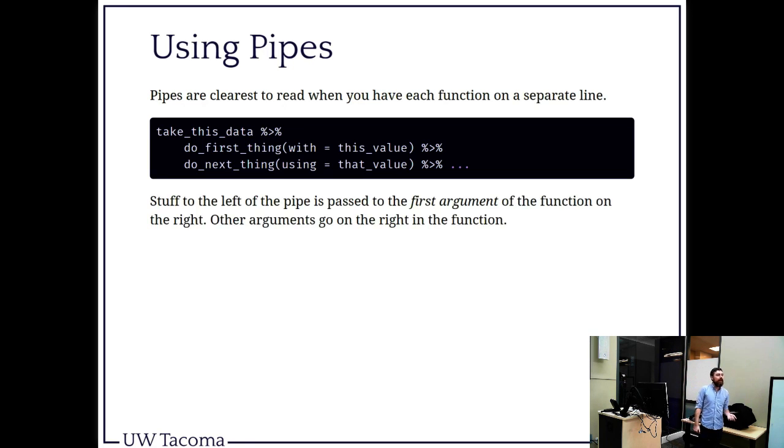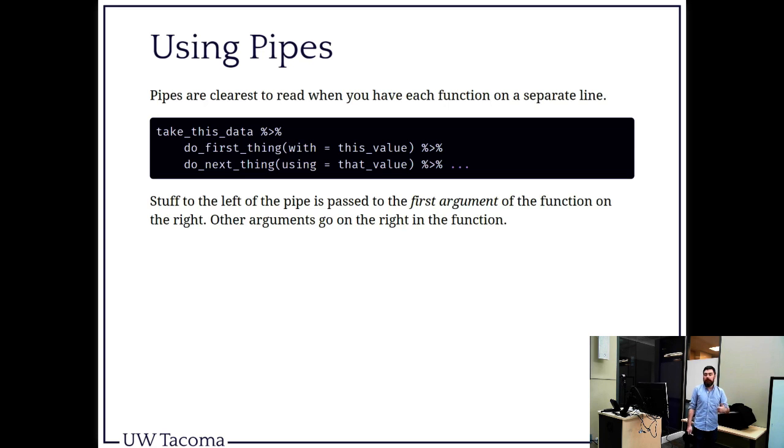Stuff to the left of the pipe gets passed to the first argument of the next function. So every function in the Tidyverse, for the most part, its first argument is a data frame, and the output of every Tidyverse function is usually a data frame. Data frame goes in the left side, comes out the right side, ready to go into the left side of another function.